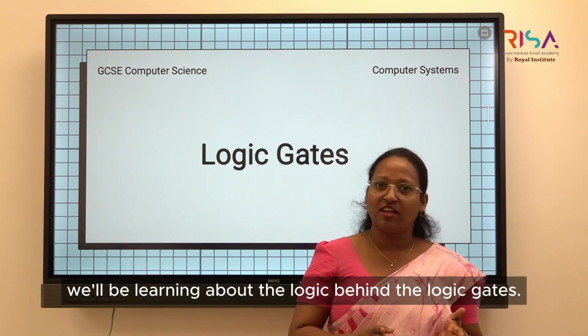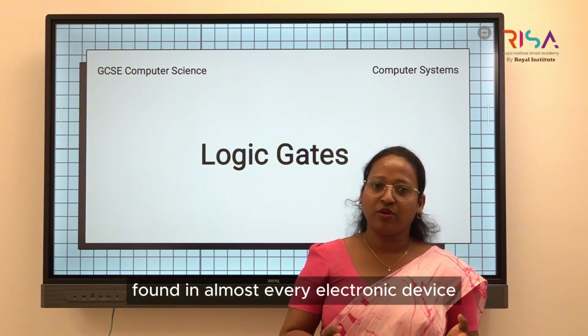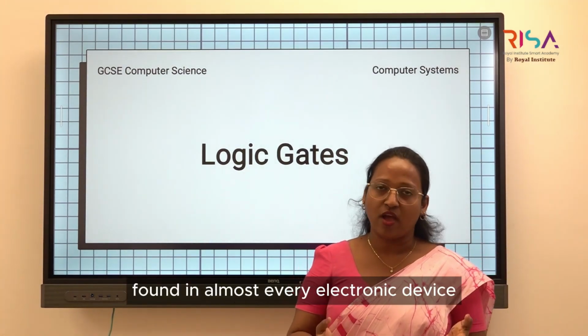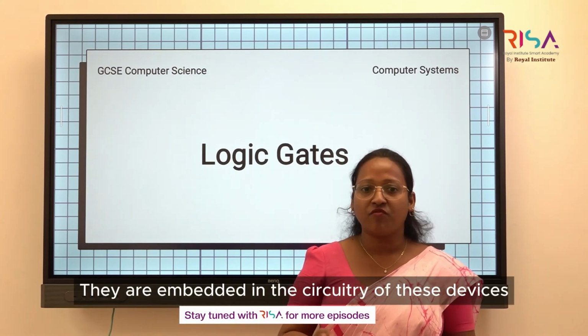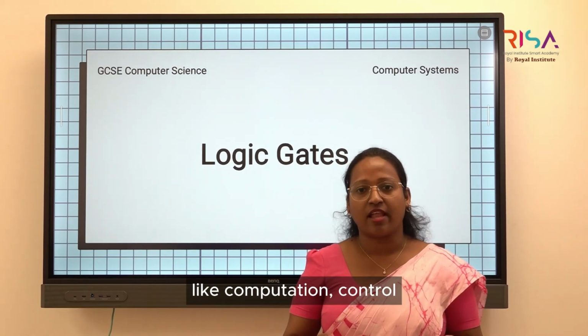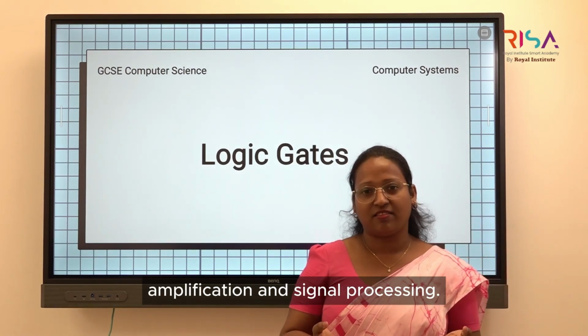Today we'll be learning about the logic behind the logic gates. Integrated circuits are found in almost every electronic device we use today. They are embedded in the circuitry of these devices to perform various functions like computation, control, amplification, and signal processing.